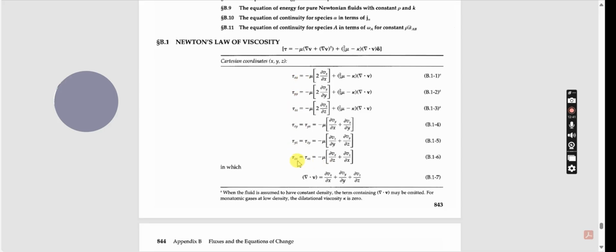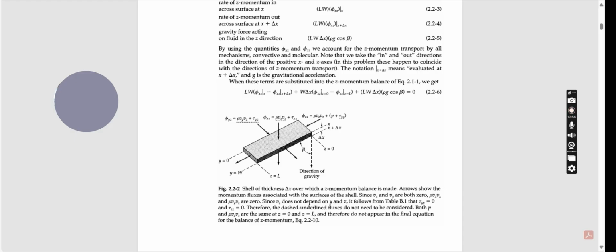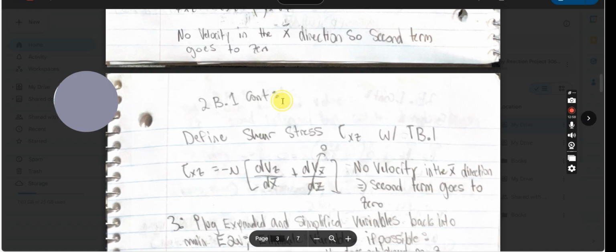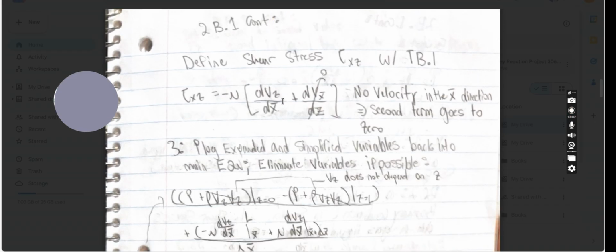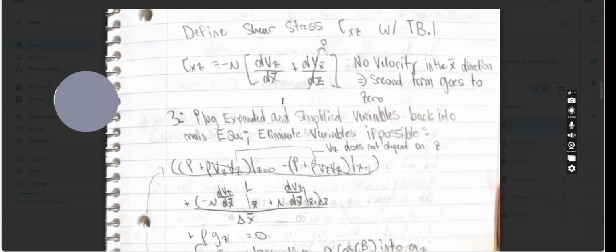Okay, so tau Zx equals tau Xz. So they're interchangeable because obviously, look at this formula. You just switch one. So that's where you get the formula, table B1, which is on page 843 if you want to look at it yourself. So dvx dz, that goes to 0 because there's no velocity in the z direction, or no velocity in the x direction.